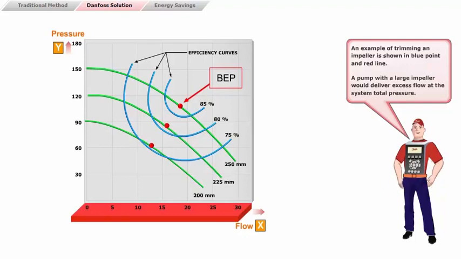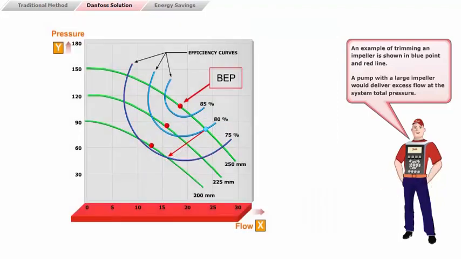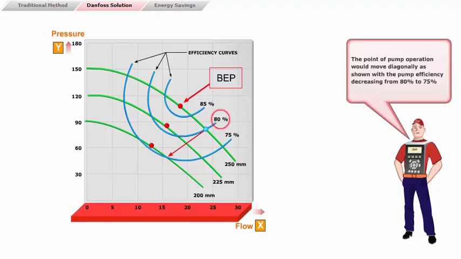An example of trimming an impeller is shown in the blue point and red line. A pump with a large impeller would deliver excess flow at the system total pressure. By trimming the impeller, the size would be reduced from 250 mm to the smallest 200 mm impeller size. The point of pump operation would move diagonally as shown, with the pump efficiency decreasing from 80% to 75%.